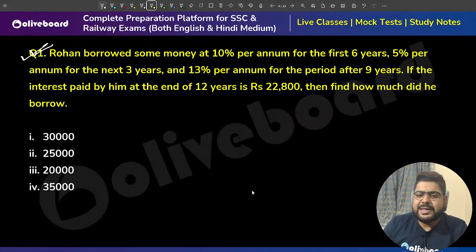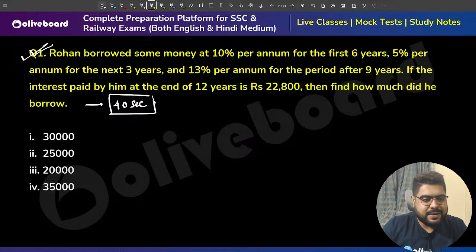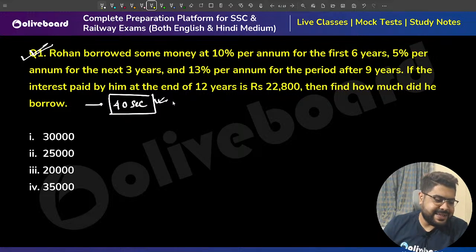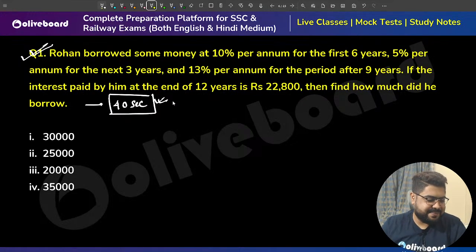It's a question based on simple interest. So I'm giving you guys 40 seconds. Quickly solve and tell me the answer, please.